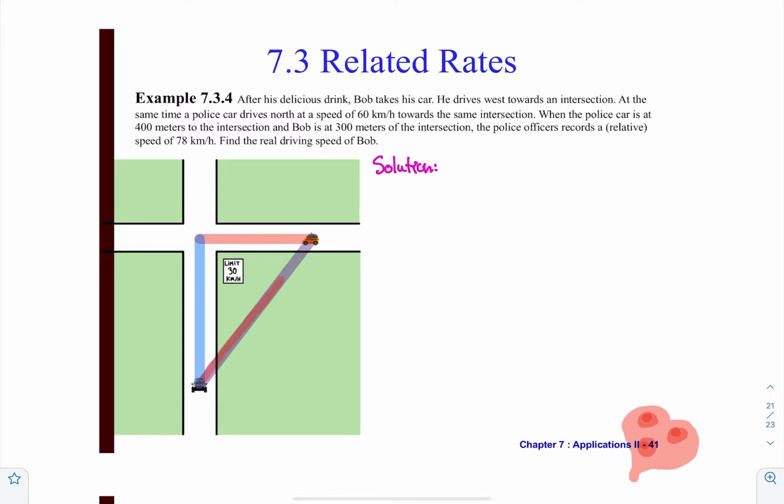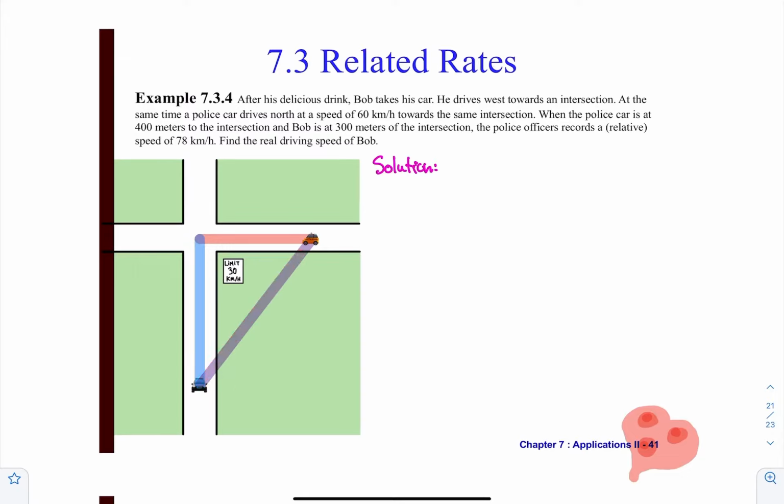So he takes a speed gun and records on the gun as he's pointing it at me. He gets that our relative speed, so the rate of change of the distance between me and the police car, is 78 kilometers per hour. Let's find my actual driving speed.